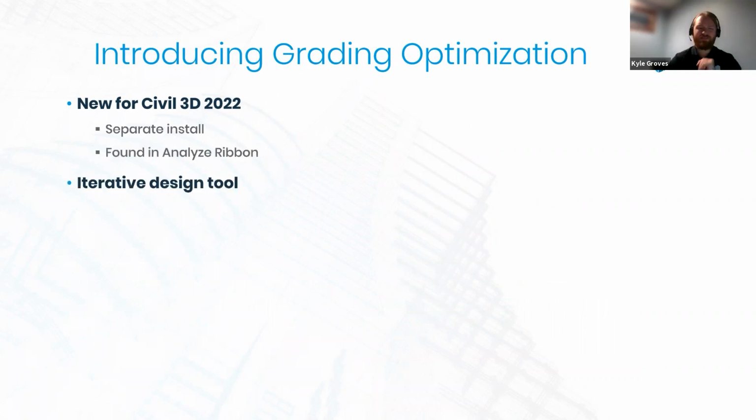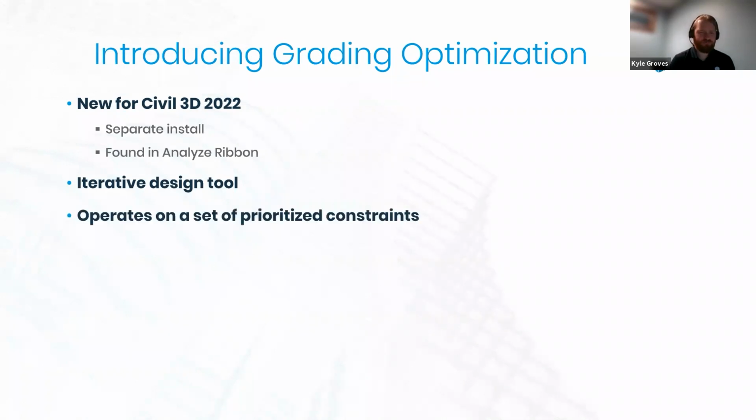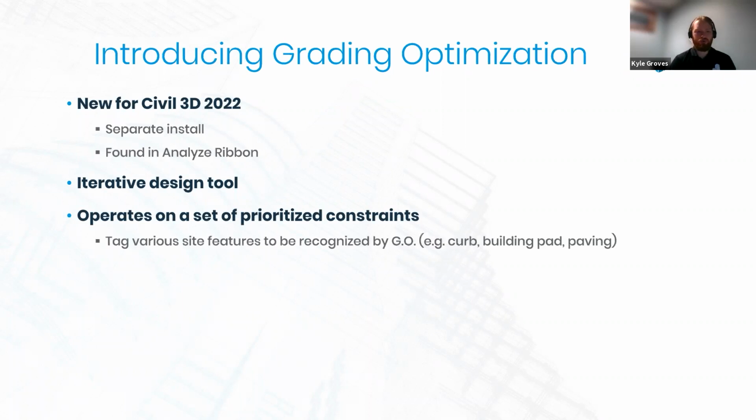We can find it inside of our Analyze ribbon. And what it is, is an iterative design tool that operates on a set of prioritized constraints. So you've already got your line work set up, and you're going to tag those different site features to be recognized by grading optimization. You've got different ways to categorize for curb, a building pad, paving areas, accessible zones, all kinds of stuff that we'll see in a few minutes.